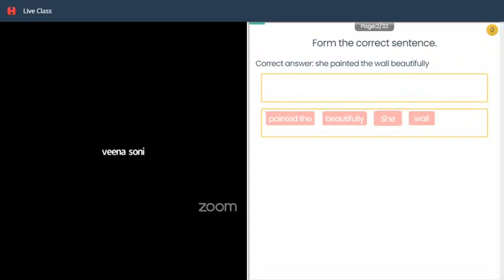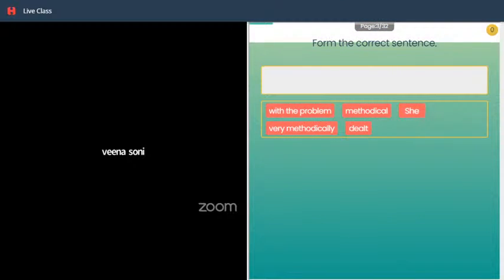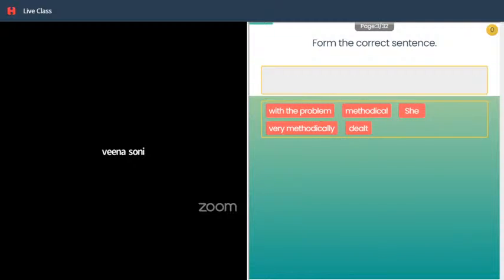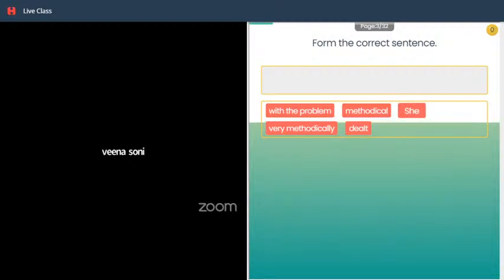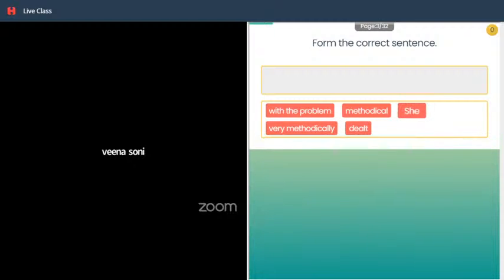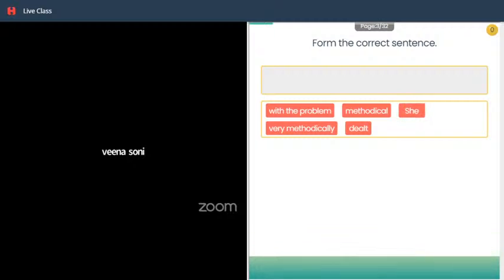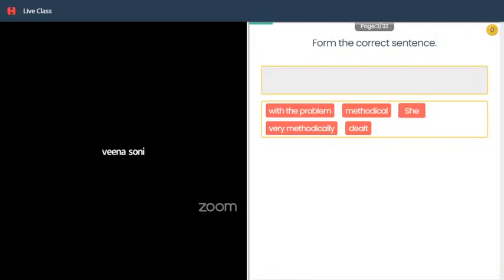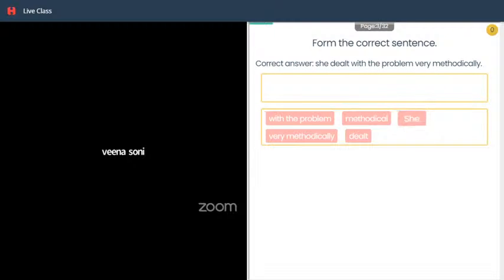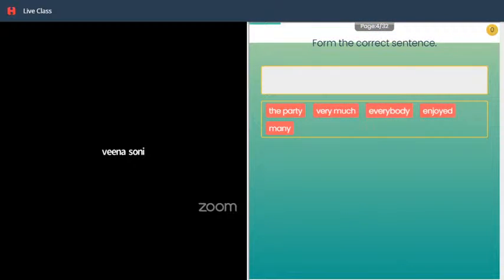So directly, the work is done by she, but we are actually talking about the wall. How was the wall done? It was done beautifully. In the same form, we have to check this part, which says: with the problem methodological, she very. Methodical. Okay, so she dealt with the problem methodically. Very methodically? No, we are not going to use the word very here. The word very was not required; it was dealt with methodically.